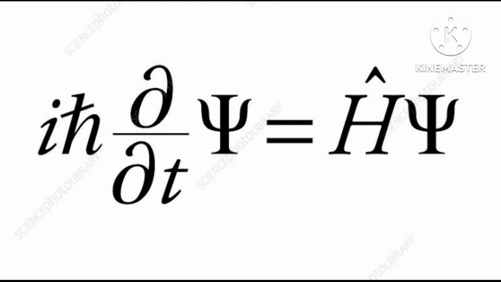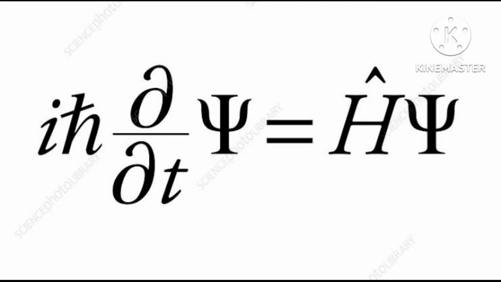Now the equation became short, and finally H, the mathematical operator, the Hamiltonian operator, capital H, is equal to minus h bar square divided by 2m, delta square, plus V.